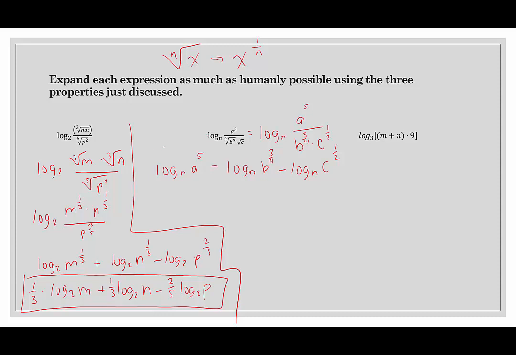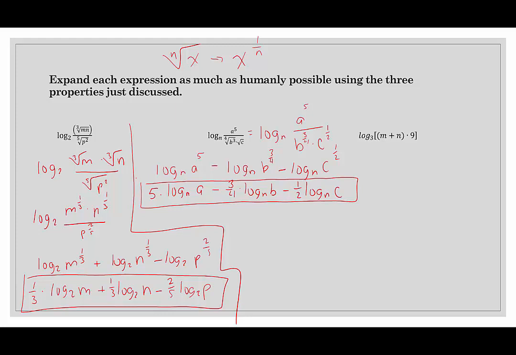And last but not least, let's get those exponents as coefficients. So we get 5 times log base n of a minus 3/4 times log base n of b minus 1/2 log base n of c. Our arguments are all single factors with exponents of 1, so we're good to go.